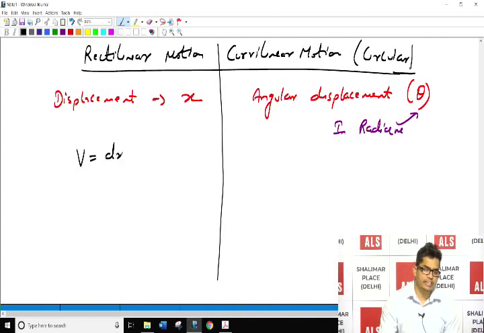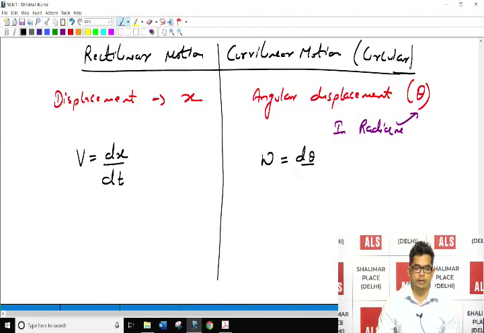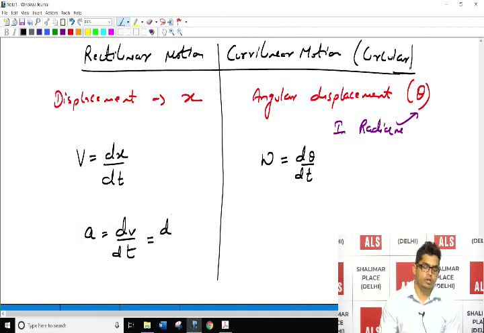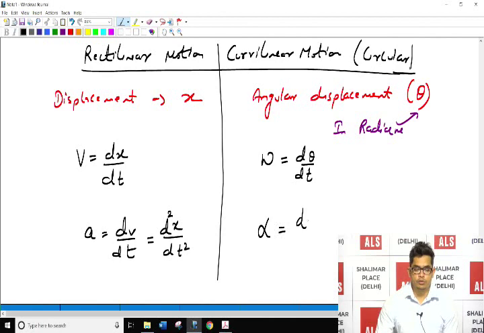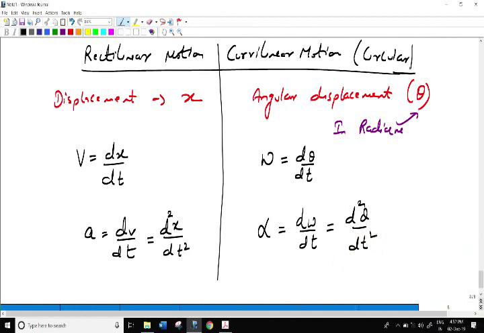Velocity is dx by dt, then angular velocity will be omega, which is d theta by dt. Acceleration is dv by dt, which is equal to d square x by dt square. Alpha is equal to d omega by dt, or you can say d square theta by dt square. This is the angular acceleration.